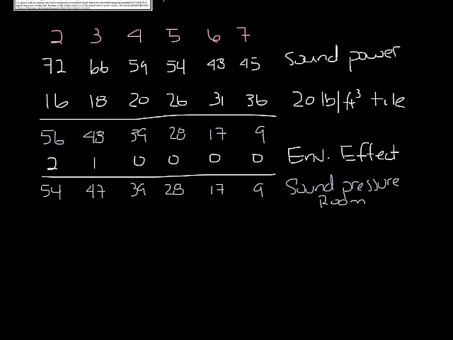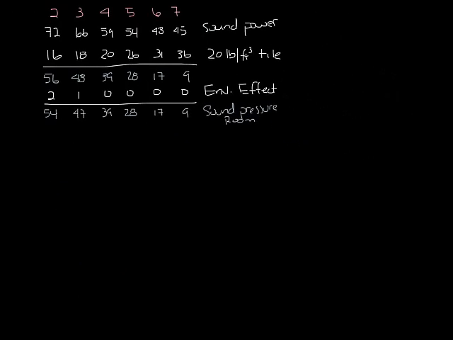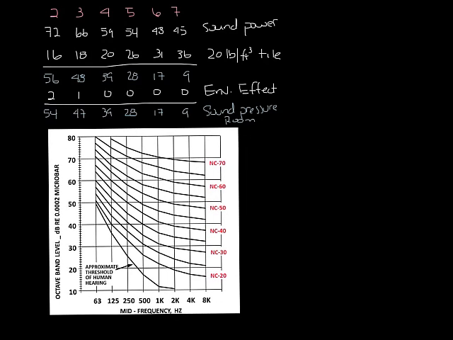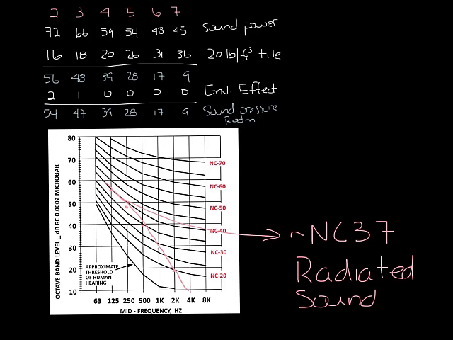Okay, so let me make a little more room here. Now you can plot this last number on an NC chart and come up with the NC. So I'm going to pull up an NC chart here. Let's put it down here. Okay, so let's try to plot this. We have 54, 47, 39, 28, 17, and 9. If I kind of draw a line through that, well, I didn't draw a great line, but this comes up essentially as an NC 37. And so this was for radiated sound.